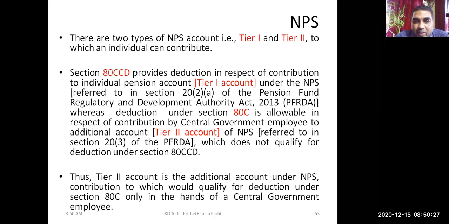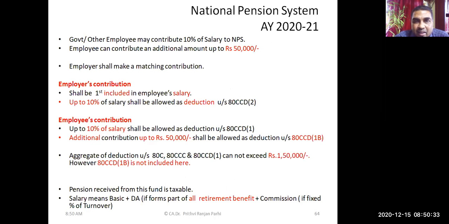What is a Tier 1 account? What is a Tier 2 account? Very briefly, I had told you what that is, right? And in that context also we had discussed this part. The overall limit of deduction under sections 80C, 80CCC and 80CCD(1). Overall ceiling limit is how much? For these three sections taken together, what is the overall ceiling limit? Can you tell me?